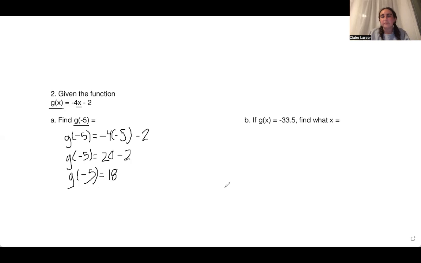Okay, awesome. Now we're going to move on to b. So if g of x, right here, g of x is what? G of x is this. So we just need to plug negative 33.5 wherever we see g of x, which is right over here. And then we can solve that to find what x is, just like in the last problem.